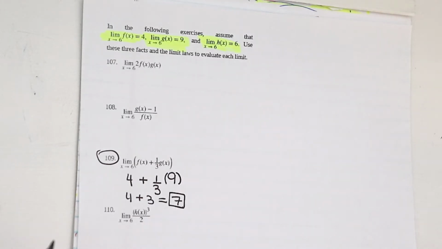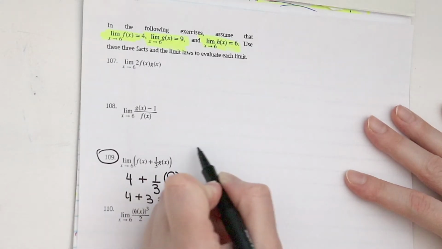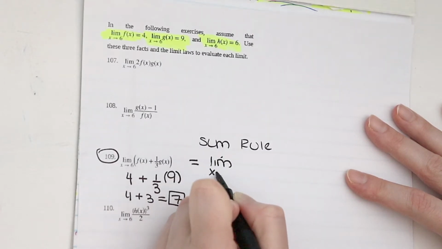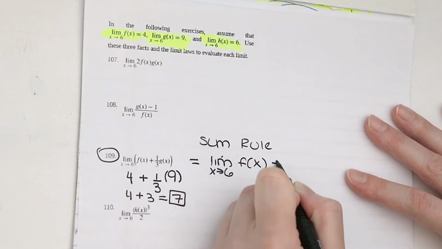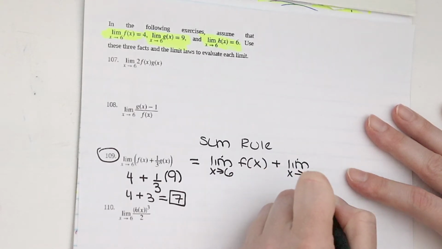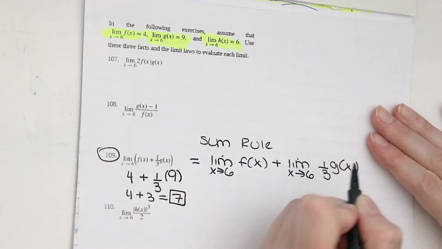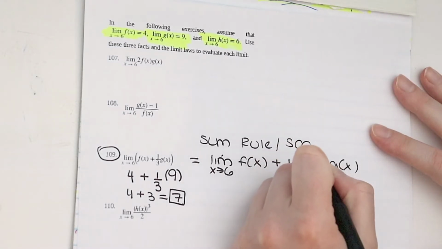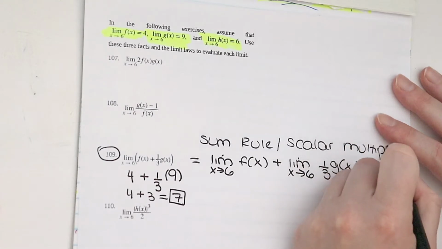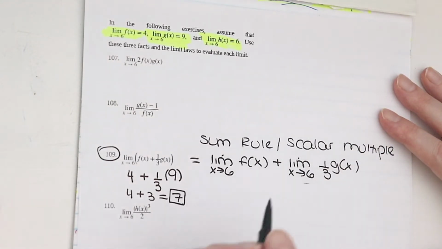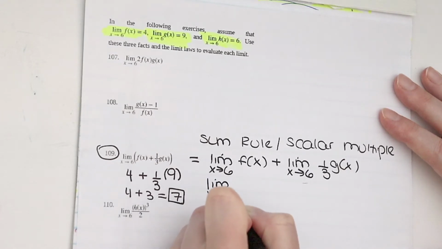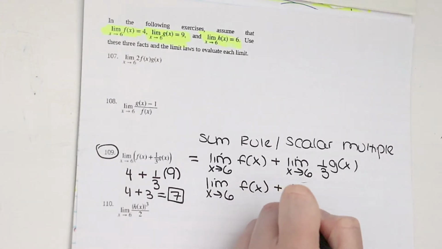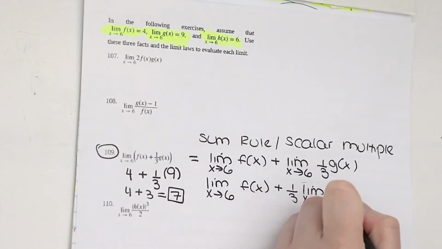However, again, you're using limit properties to really get that. I am using the sum rule to split this up into the limit as x goes to 6 of f of x plus the limit as x goes to 6 of 1/3 g of x. So technically I'm using the sum rule, and then I'm also using the constant multiple rule or scalar multiple rule that will allow me to move this 1/3 out in front of that limit. So I'd have the limit as x goes to 6 of f of x plus, and then moving that 1/3 out in front, the limit as x goes to 6 of g of x.